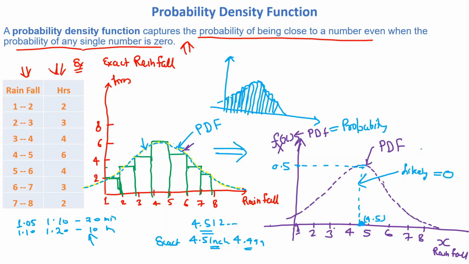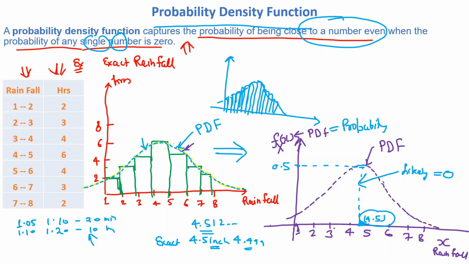So now you can correlate the definition. It says the probability of being close to a number even when the probability of any single number is 0. Single number, try to understand single number. We are trying to understand the probability of only a single number, here 4.5. If we try to get this number's probability using the PDF, you will get a probability equal to 0. But the definition also says that it captures the probability of being close to a number. So now, close to a number.